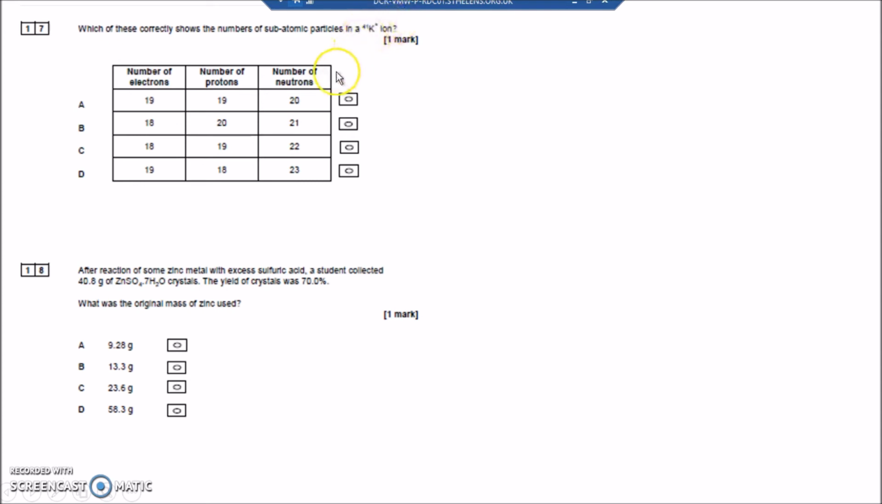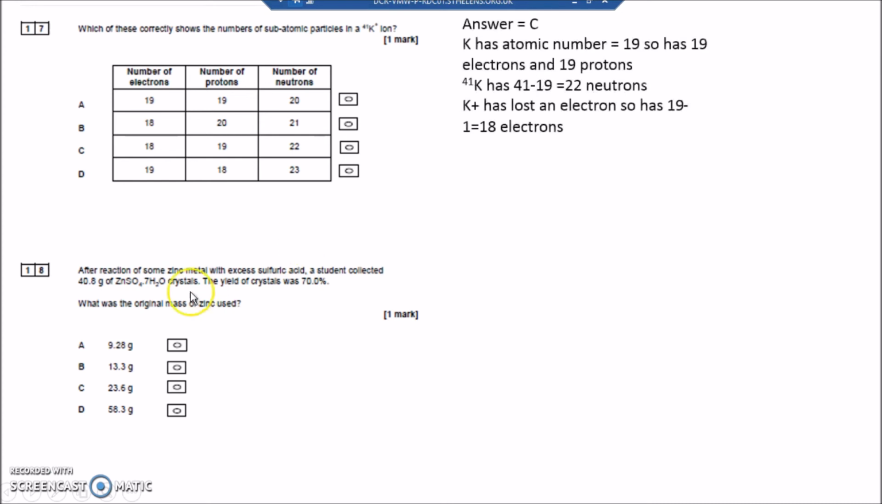19 for potassium is always going to be 19 for potassium. The top number with isotopes can change the number of neutrons, but the bottom number, the proton number, is always going to be 19. So I've got 19 protons. I would have 19 electrons in a potassium atom, but it's a potassium ion formed with a plus charge, so it's got 18 electrons. So automatically my answer is C. I could work out the number of neutrons by subtracting 19 from 41, which would be 22, just to double check, but my answer is C.